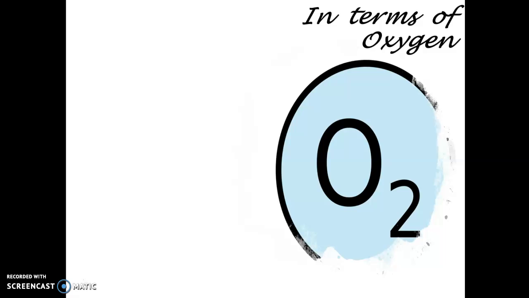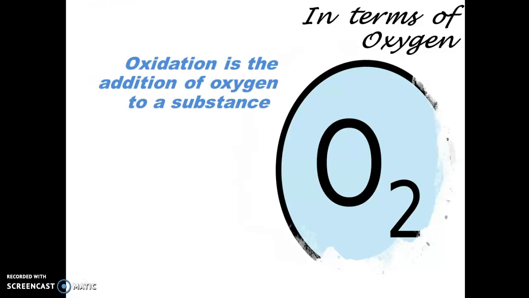What is oxidation? Oxidation is basically the addition of oxygen to a substance. The addition of oxygen to a substance. That means I have a substance and it reacts with another substance, but at the end of the day, this substance that was not having oxygen when we started now has oxygen. I will give you an example here.